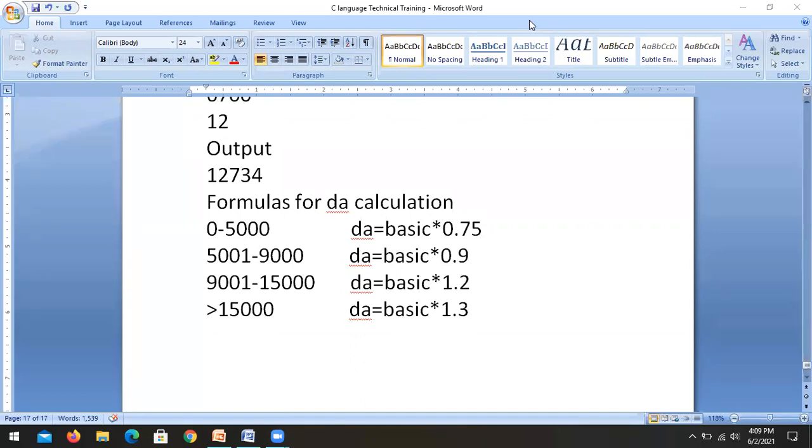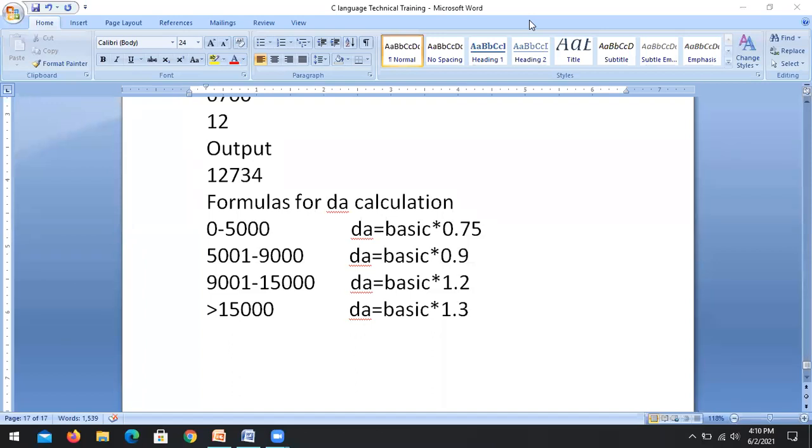I already told you, in the first class, 75 by 100 will give a zero answer. If you run this program, you will get zero. That is the mistake. The expression within the parentheses is evaluated first. 75 by 100, what is the quotient? You will get zero. Zero into anything is zero. That is the mistake.